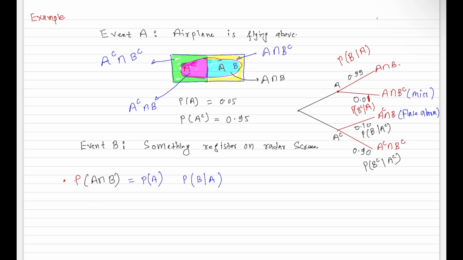So we wanted to find the joint event, or the occurrence of events A and B, which is equal to the probability of the first event times the conditional event. What will be the first event? If there is something up in the sky, that will be the first event, times the conditional event: if there is something in the sky, what's the probability that it will get detected by the radar system.